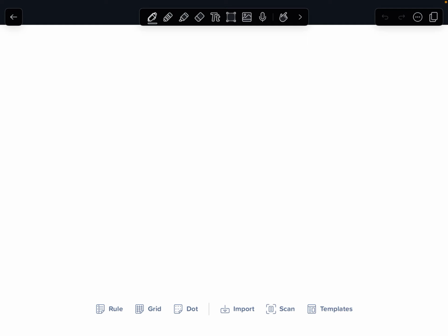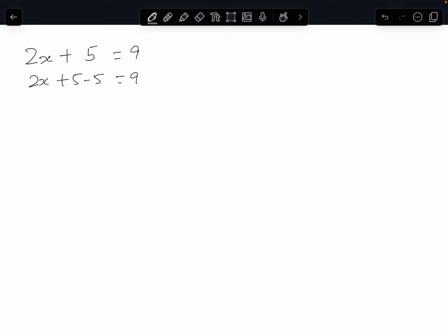For instance, if we look at 2x plus 5 equals 9, we know that we can easily solve this equation by subtracting 5 on both sides. That gives me 2x equals 4, which gives me x equals 2. Now this is relatively straightforward, which you have probably done in middle school.